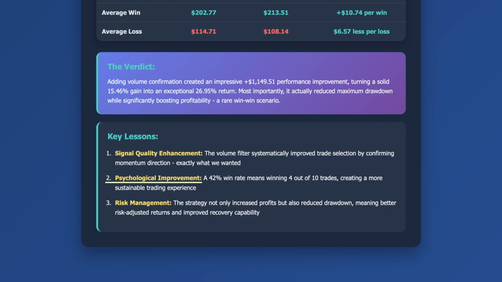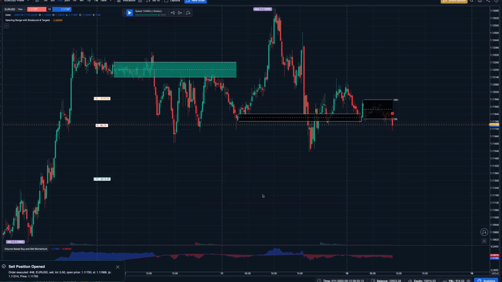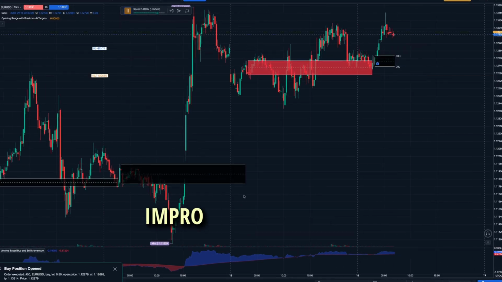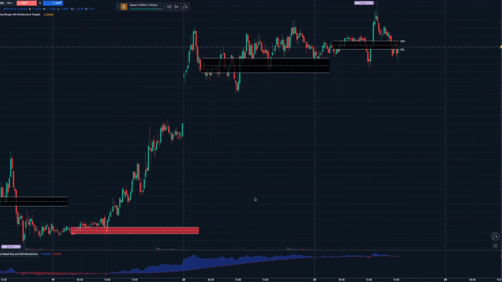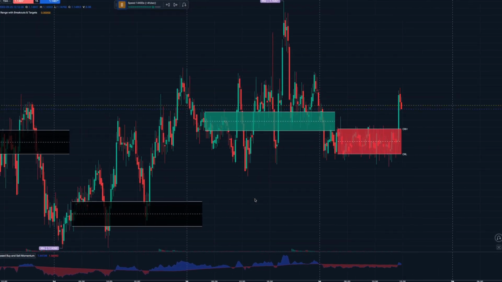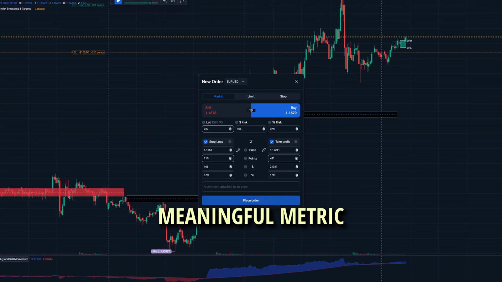Psychological impact: a 42% win rate means winning 4 out of 10 trades, with manageable losing streaks that most traders can handle. Risk management: the restoration factor improved to 2.88, meaning the enhanced strategy excels at recovering from losses. The clear winner here is the enhanced ORB approach, showing that thoughtful refinements can dramatically improve performance. By adding better filters and stronger risk management, we not only improved returns, but also created a superior trading experience across almost every meaningful metric.